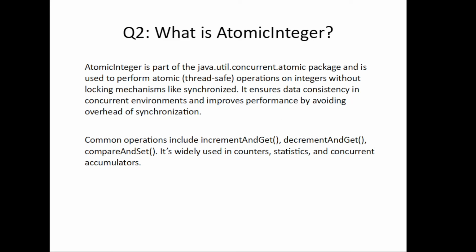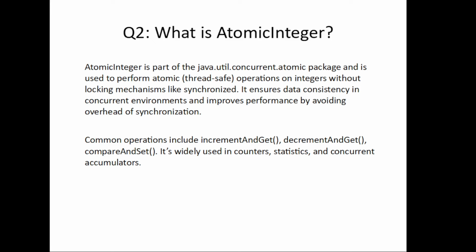Second question is, what is AtomicInteger? In multi-threaded programs, we often need to update a variable, but if multiple threads try to increment it at the same time, we get race conditions and the result becomes unpredictable. So AtomicInteger solves this by allowing thread safe operations without needing to write synchronized blocks or locks manually.